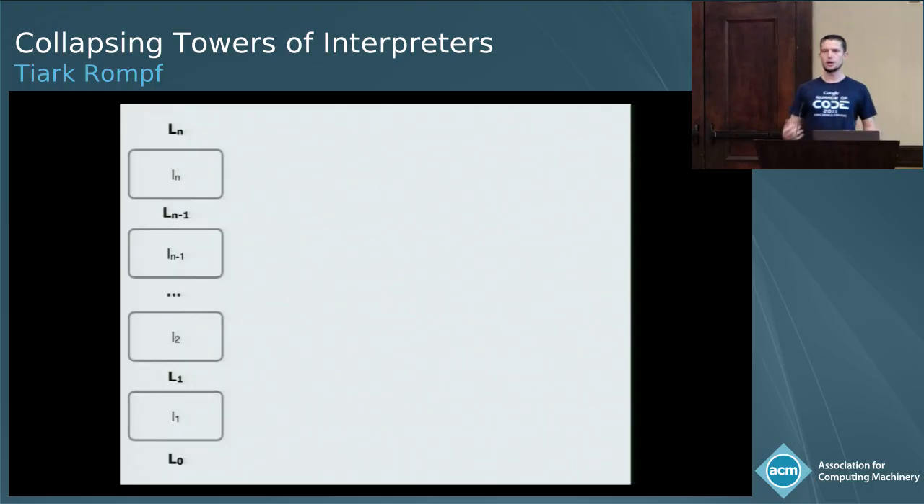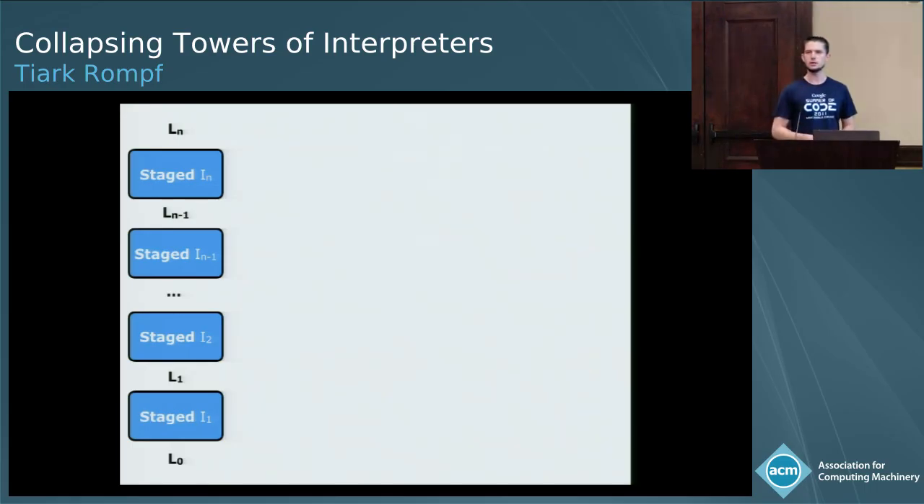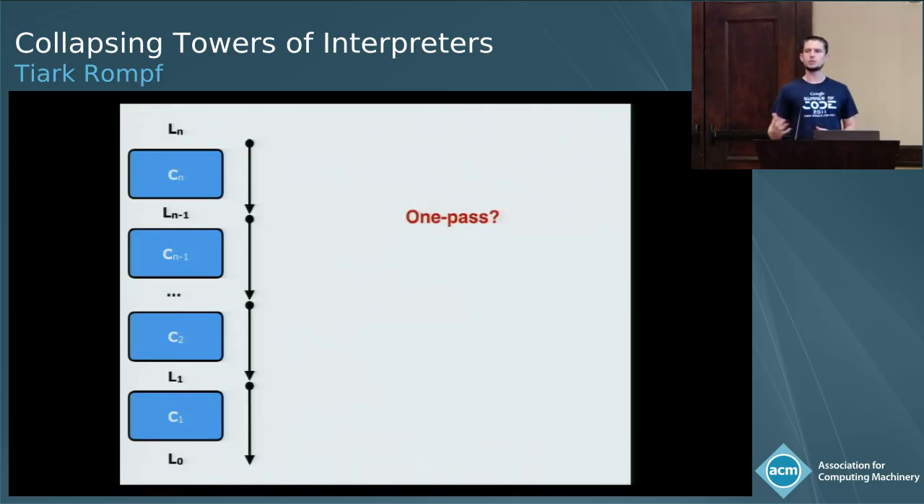Okay, so how can we make this work, right? So the key idea is that, well, we have interpreters, and we know if we stage an interpreter, then we get a compiler. So let's do this, right? So let's stage all our interpreters. Okay, so now we have a chain of compilers. And that means we can translate code from Ln all the way to L0, but it's not quite what we want, right? And in particular, it's not operating in a single pass, but we really have to translate from one language to the next, to the next, to the next, and so on, okay?